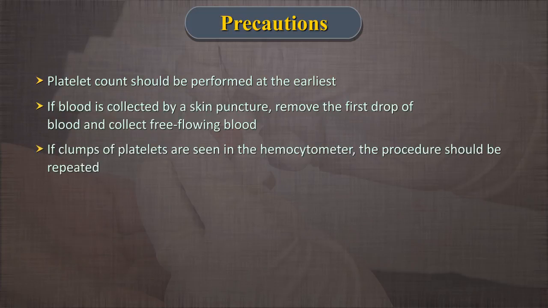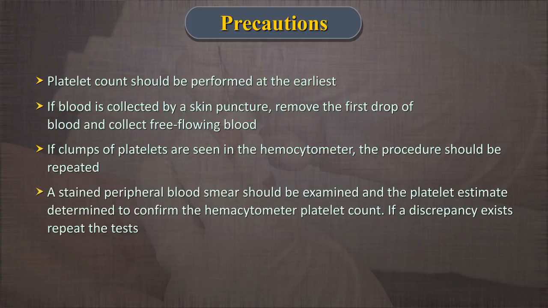3. If clumps of platelets are seen in the hemocytometer, the procedure should be repeated. Clumps may be due to inadequate mixing of blood or due to poor technique in obtaining the blood specimen. 4. A stained peripheral blood smear should be examined and the platelet estimate determined to confirm the hemocytometer platelet count. The platelet estimate should correlate with the platelet count.